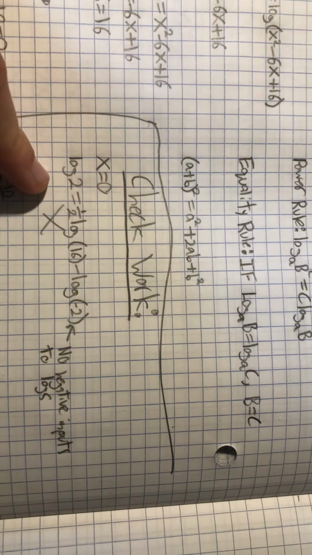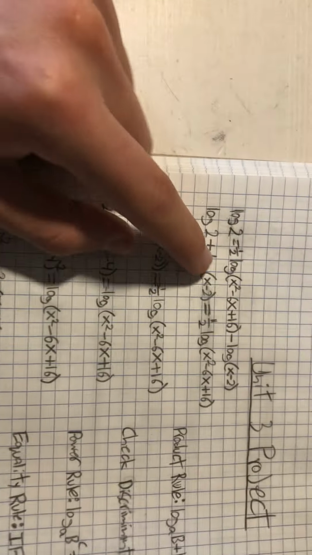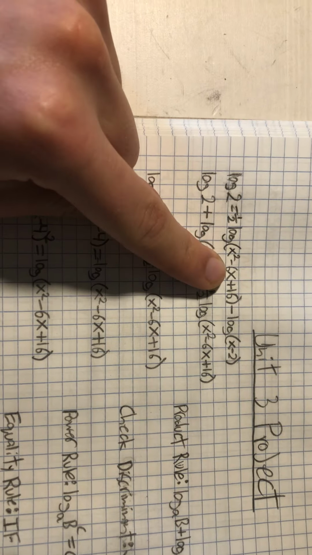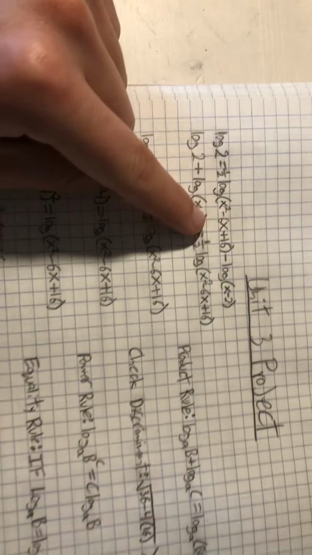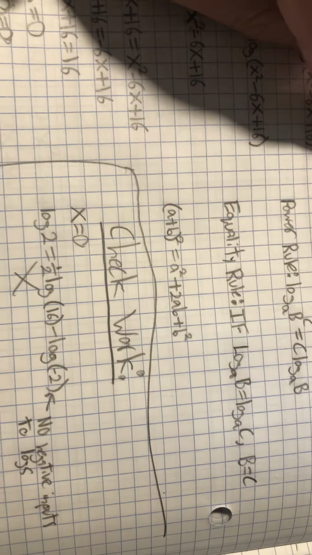So first of all, I'm going to check x equals 0. Log of 2 equals 1/2 log of 16, right? 0 squared minus 6 times 0 just plus 16, just 16, minus log of 0 minus 2, or log of negative 2. That answer does not work.